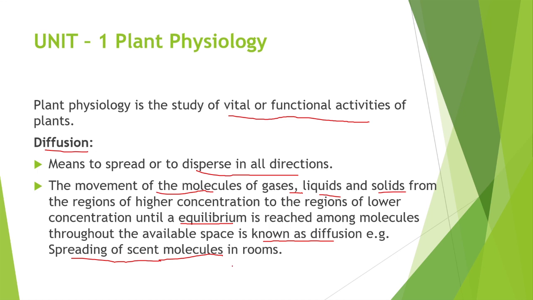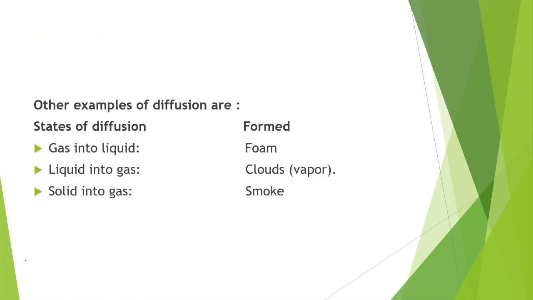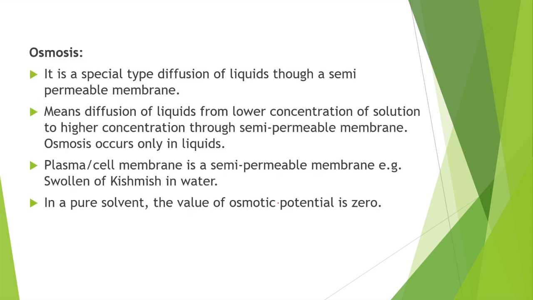In plants, in the photosynthesis process, carbon dioxide diffuses into the leaves. Other examples of diffusion are when a gas is dispersed into a liquid, it is known as a foam. When a liquid is dispersed into a gas, it is called a cloud, and a solid into a gas is known as smoke. In smoke, solid particles are present in gases.